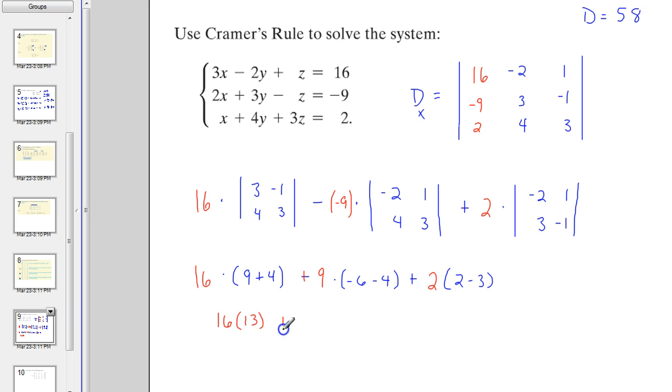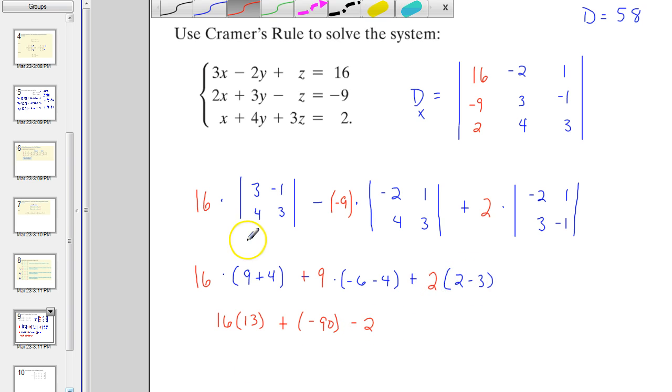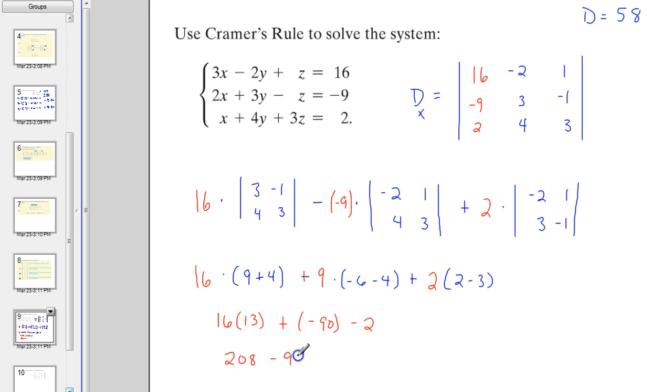Alright, 16 times 13 plus, that's a negative 9 times a, sorry, negative 10 times a 9, that's a negative 90. And then negative 1 times 2 is negative 2. Alright, and that's a 208 minus 92, which equals 116. Okay, so that's dx.